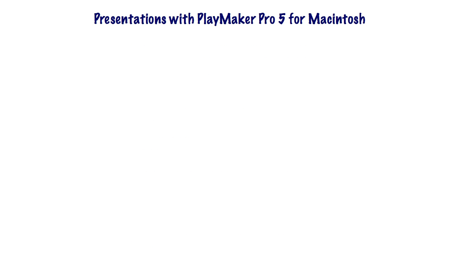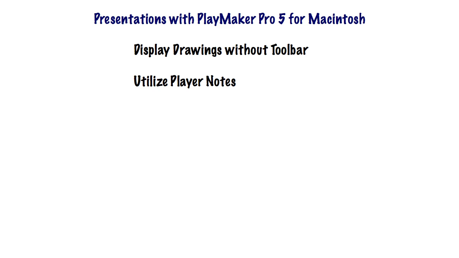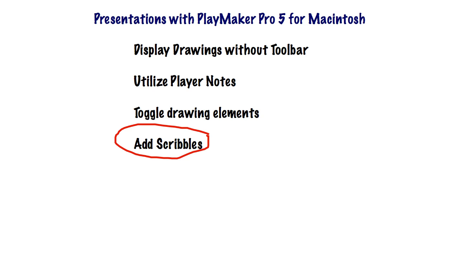Now when we do presentations with PlayMaker Pro 5 for the Macintosh, we can display our drawings without the toolbar like we're doing right now. We can utilize player notes, and player notes lets us create balloons on the secondary display that point towards a player, and the balloon contains his instructions. We can toggle drawing elements to make them come and go, just like we're doing with our text bullets on this page. We can add scribbles, so if we have something on the page we want to highlight, we can scribble around it or draw like an arrow that points to it.